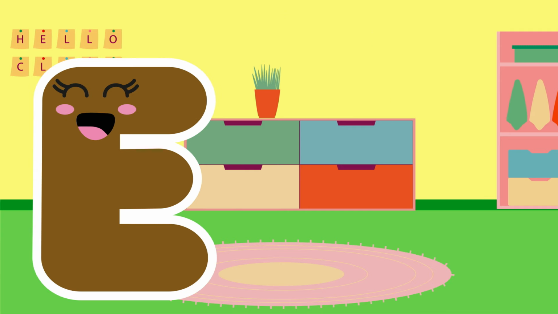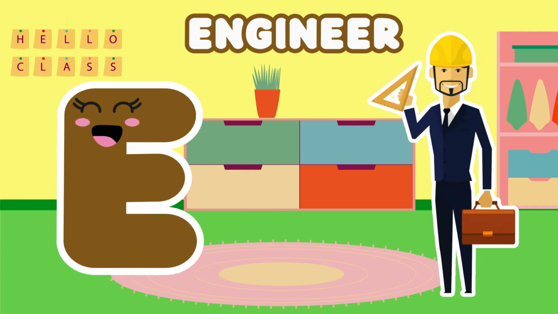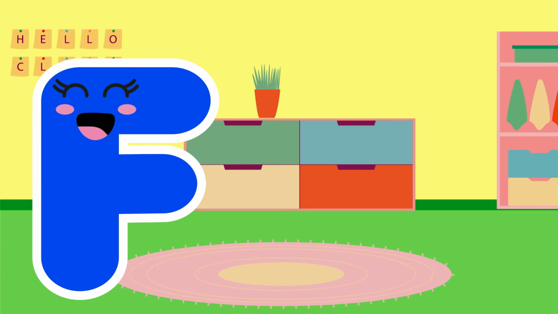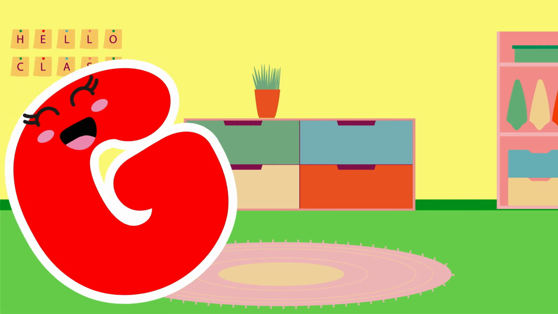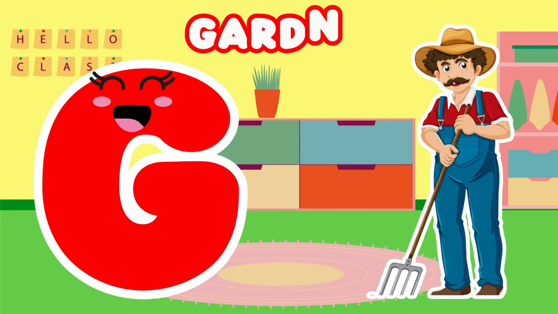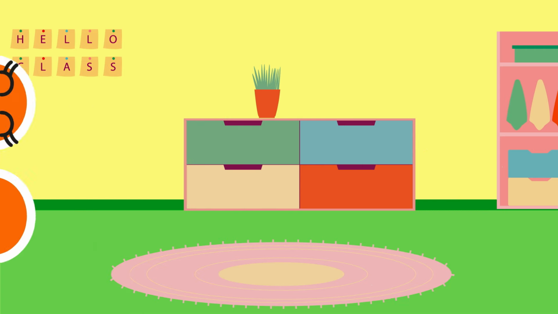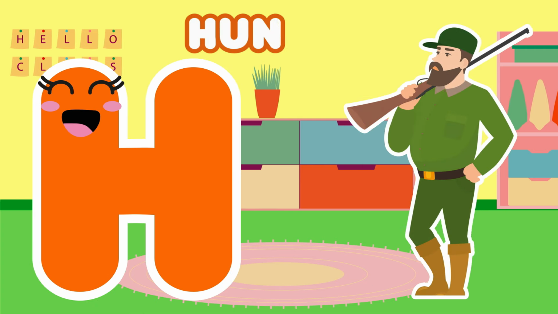E is for engineer. Engineer. F is for farmer. Farmer. G is for gardener. Gardener. H is for hunter. Hunter.